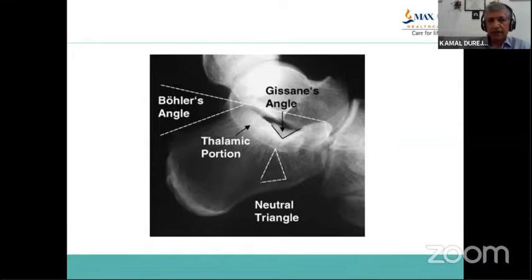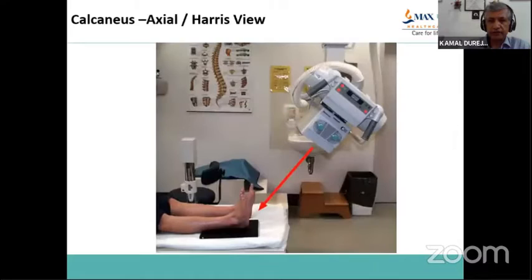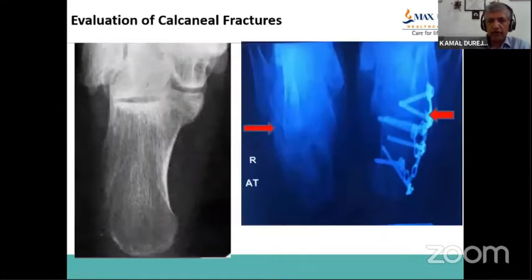Looking at calcaneus lateral view and calculating the Bohler angle and Gissane angle is an important tool whenever we are dealing with calcaneal fractures. Another view which is very important in calcaneus is the axial or Harris view. That's how we take it, the axial view, and that's how it looks like on the X-ray.